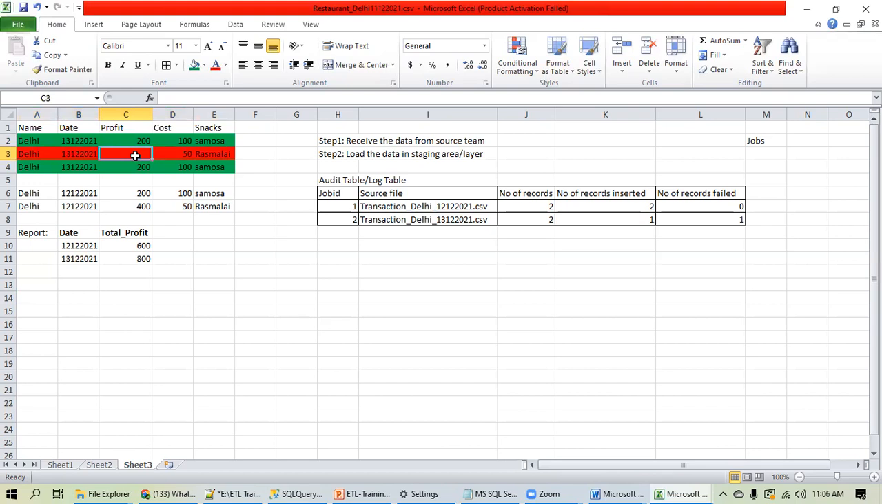Sometimes it can happen that on a particular day you don't have Ras Malai snacks for some reason. If it is a valid reason, and they reply that today we don't have any transaction for Ras Malai because of such-and-such reason, that is fine, that is accepted. In that case, you have to mark it as 0.